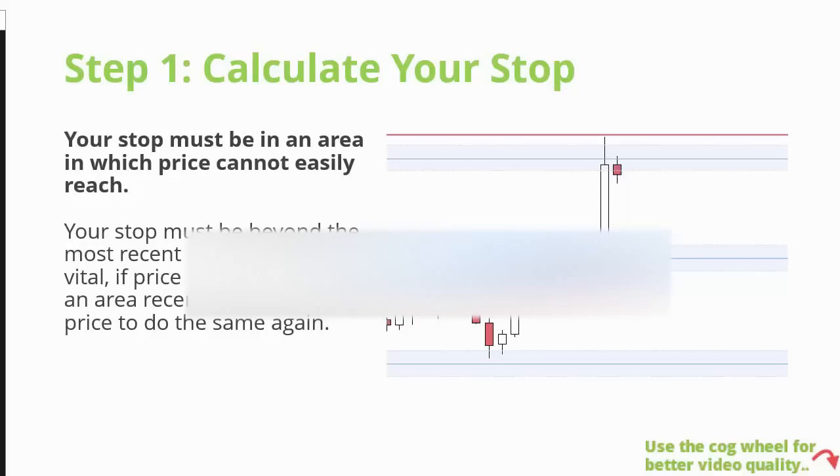It's pretty simple. So you place your stop loss in an area in which price cannot easily reach. And to do that, your stop just must be beyond the most recent high or low. And this is vital. If price has pushed into an area recently, it's easy for price to do the same again. And by recently, I mean the last 3 or 4 candles on the time frame in which you are trading.